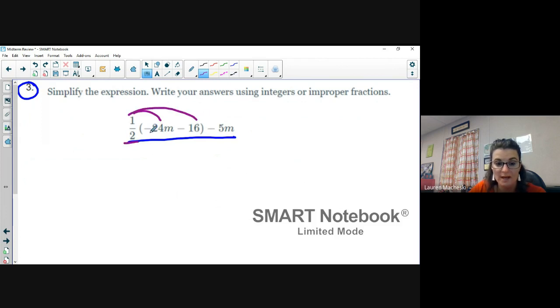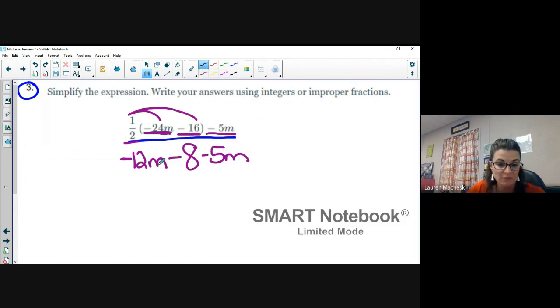So 1/2 times -24m. A positive times a negative is a negative. Half of 24 is 12m. 1/2 times -16. Again, a positive times a negative is a negative. Half of 16 is 8. And leave that -5m on the end.